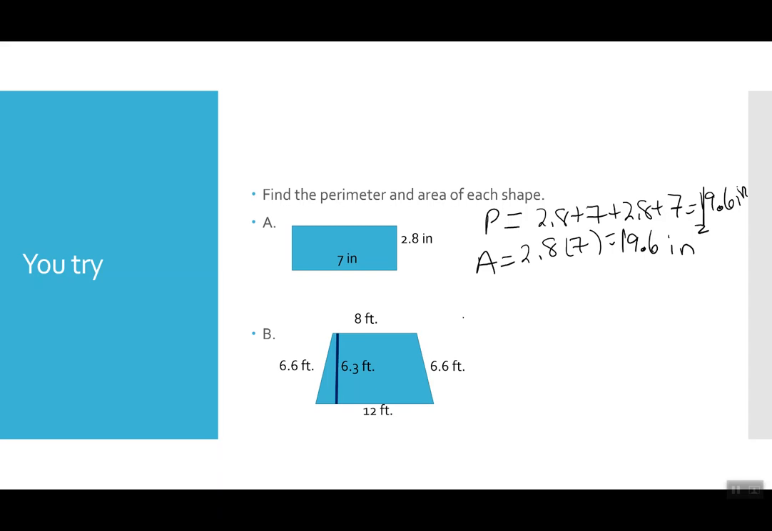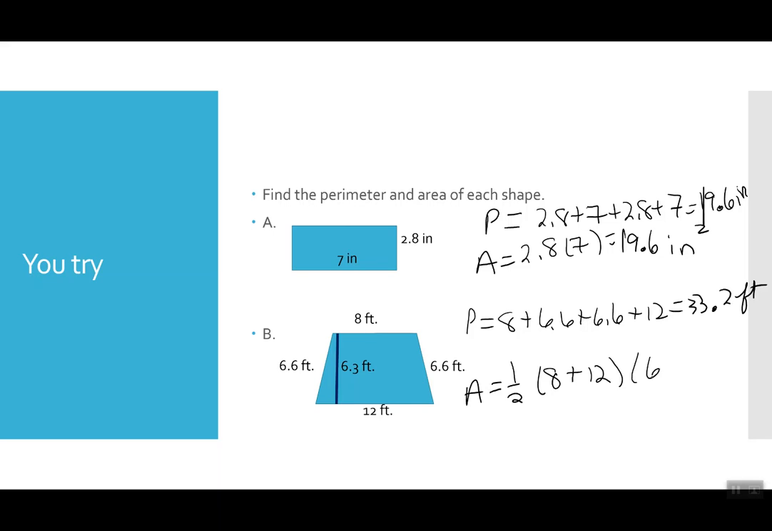For our second one, which is a trapezoid, the perimeter, we're adding 8, 6.6, 6.6, and 12. Which is 33.2. That's in feet. And then to get the area, remember we're doing a half. The base 8 plus the base 12 times the height 6.3. Which is 63 feet squared.